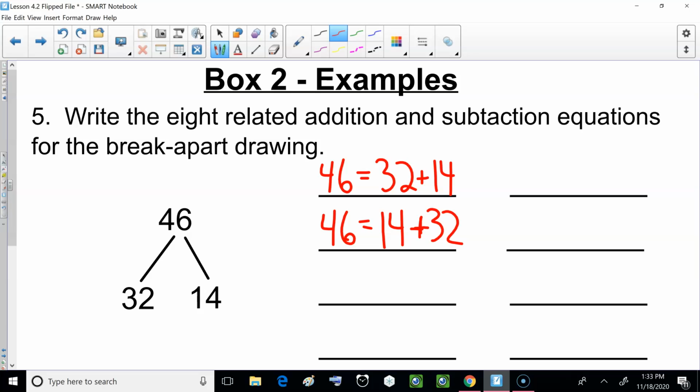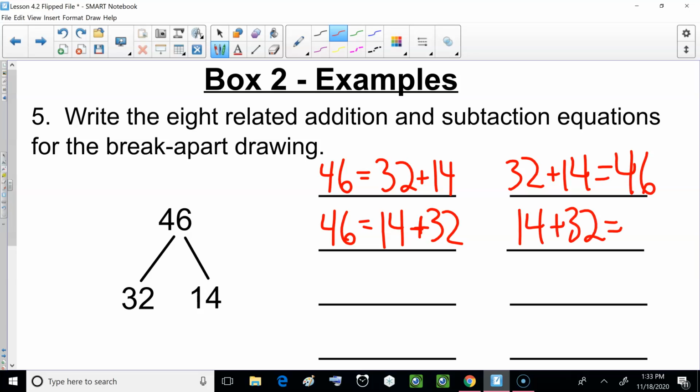And the other way we could do that, we notice we have our sum first, and there are 2 addends. We can also do it the other way, where we would have 32 plus 14 equals 46, and 14 plus 32 equals 46. All we did is put the answer at the end and our addends in the beginning. So there are 4 different addition equations that we can get from this model.